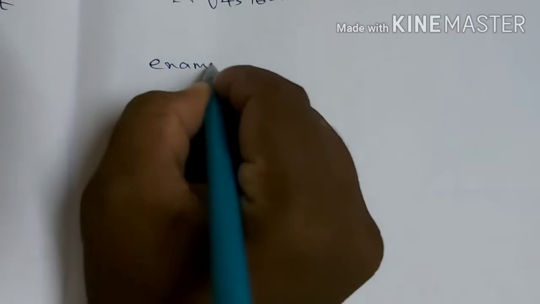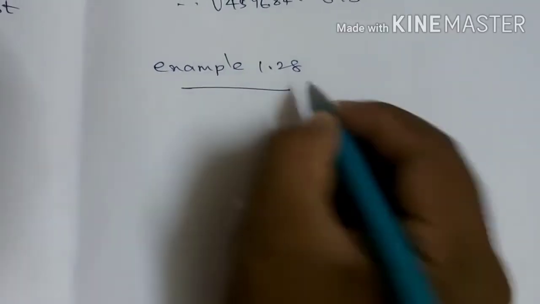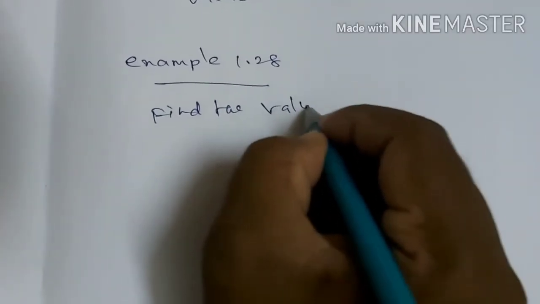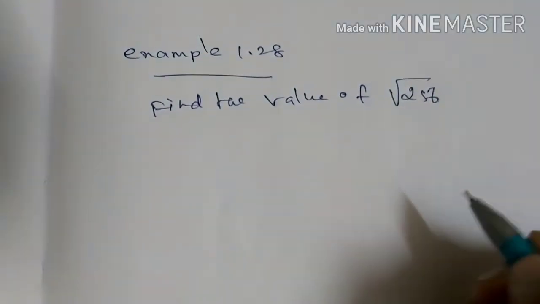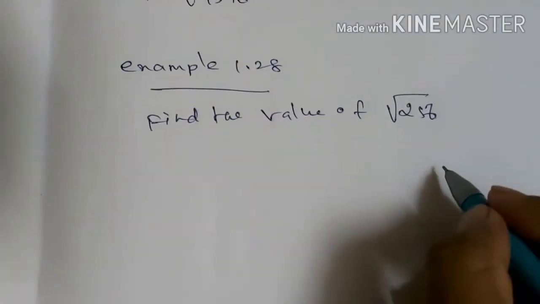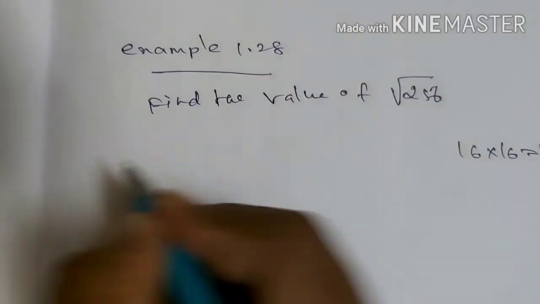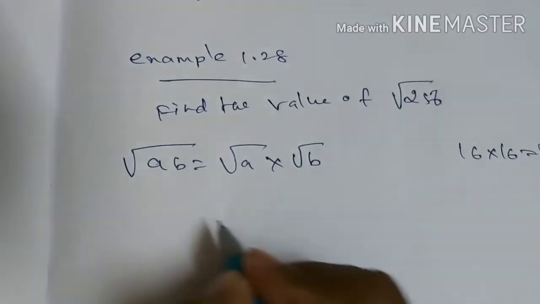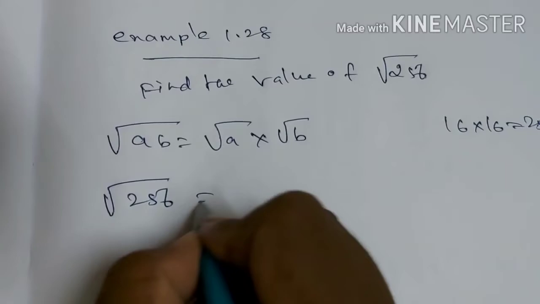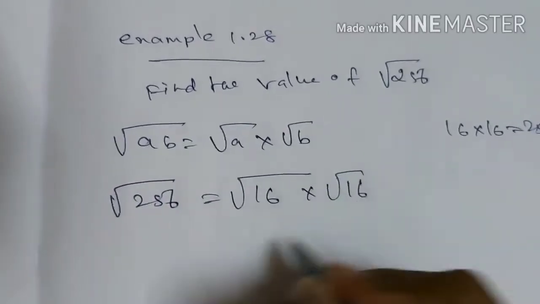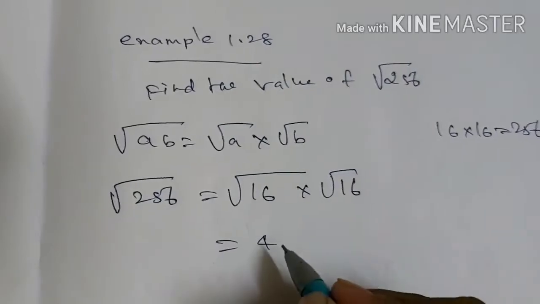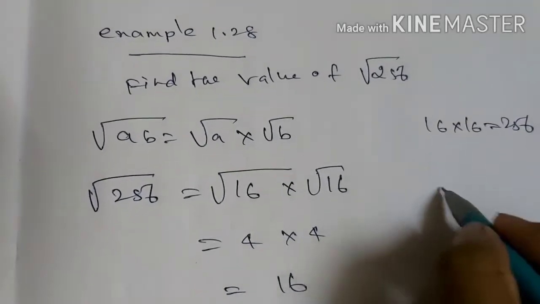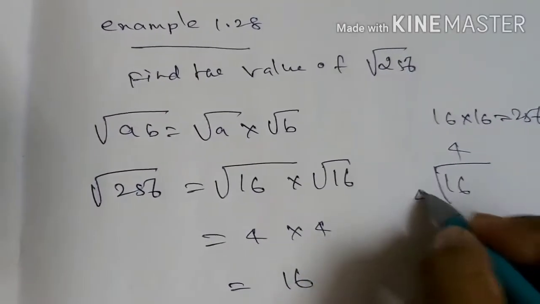Next sum, example 1.28. As I already informed, the square root of a product of quotient and numbers. Find the value of root of 256. 256 means 16 sixteens are 256. So the square root of AB equals root of A multiply root of B. So the square root of 256 equals the square root of 16 multiply the square root of 16. The square root of 16 is 4, so 4 multiply 4. So 4 fours are 16. So the answer is 16.